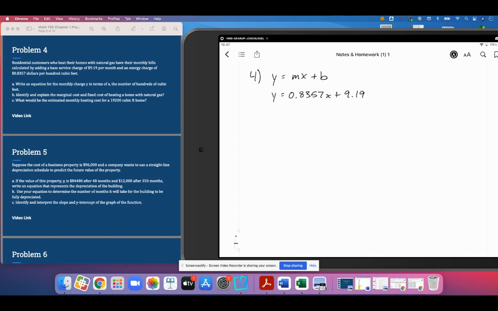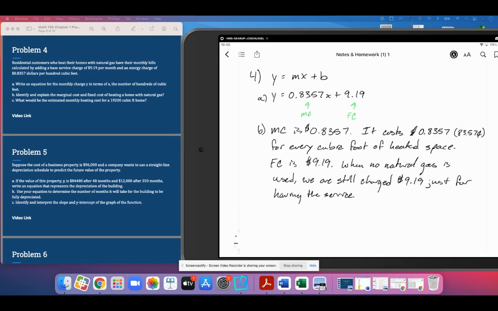And we are asked to identify and explain the marginal cost and fixed cost of heating a home with natural gas. So the marginal cost here, everyone, is going to be the slope, and the fixed costs are going to be the service fee that we must be charged. And so the marginal cost is going to be the amount that it changes by for every cubic foot that is in our home. And the fixed cost of $9.19 is going to be the amount that we pay no matter how much natural gas we use. I'll write that down, I'll pause while I do, and I'll be back.